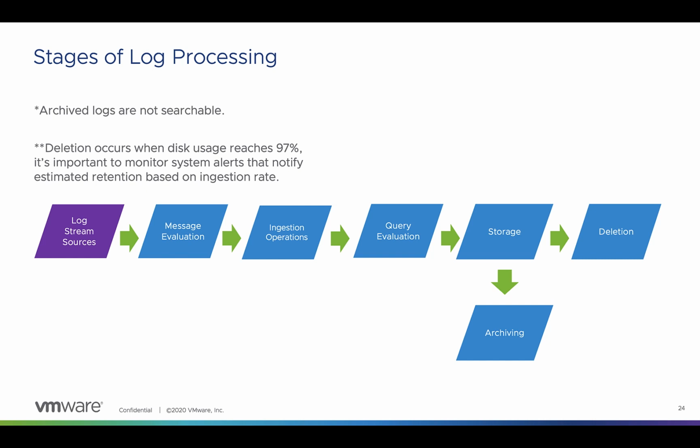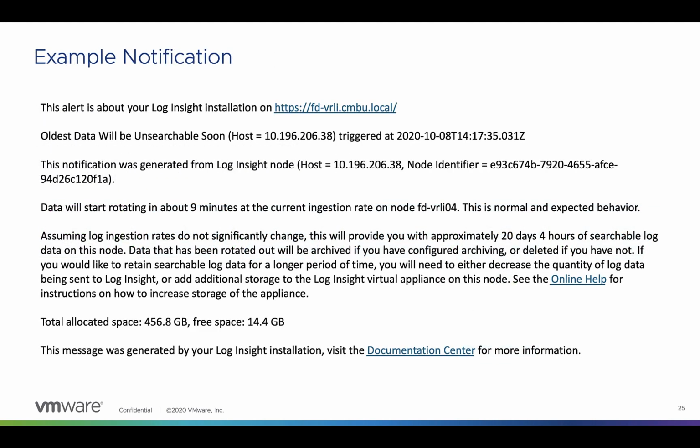Buckets are deleted in first in, first out order when disk utilization is at 97% and the oldest events will be overwritten. Data stored by Log Insight is immutable. After a log has been imported, it cannot be removed until it is automatically retired. This is an example of the notification administrators will receive prior to Log Insight overwriting files.